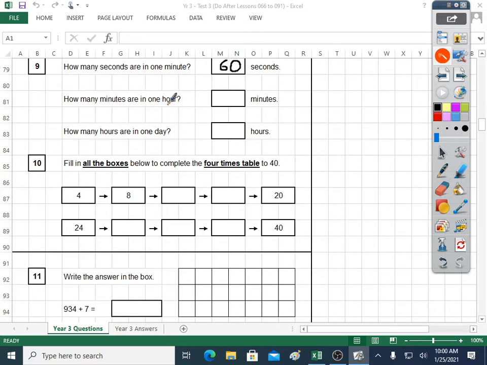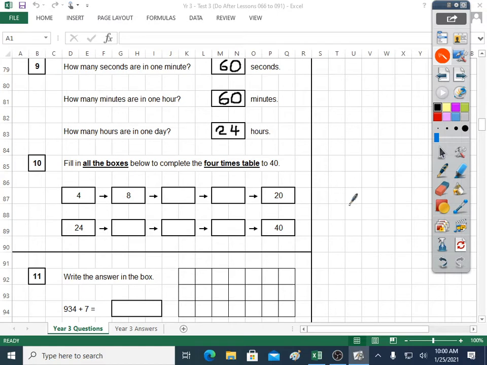How many minutes are in 1 hour? It's 60 again. A lot of time is out of 60. But not this last one. How many hours are in 1 day? Well, there's 24 hours in a day. That includes the day and the night, the light and the darkness. About 24 hours in 1 day.